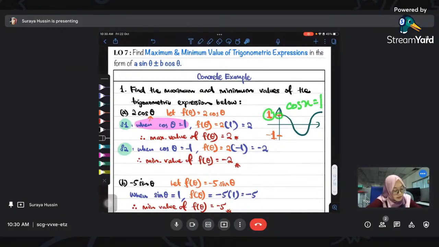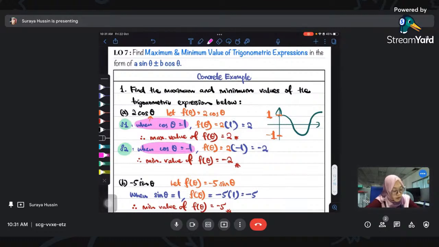Okay, inilah yang saya tulis ni. When cos theta is equals to 1, you just have to sub in the nilai 1 ke dalam function kamu, and then dapat jawapan positif tu. Kalau dapat jawapan positif tu, maksudnya dia maksimum. Sebab dia lagi besar daripada jawapan minimum. So dia max lah.